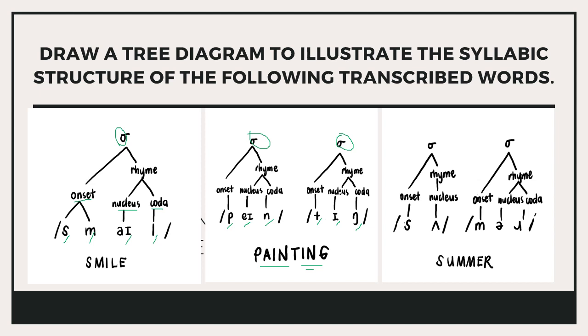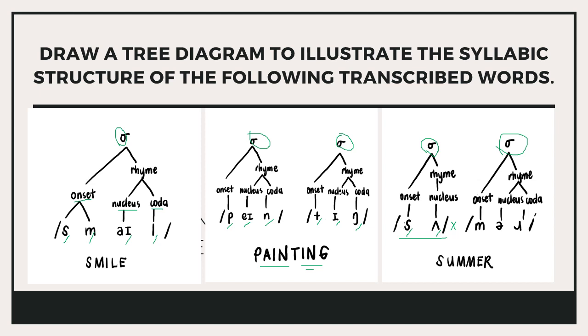Next, we have the word summer. This time again, there are 2 syllables, so duwa man ka tree diagrams. So for our first syllable, we have sa. So our onset is the phoneme S. Our nucleus is our inverted V. And then we do not have a coda, so sa is an example of an open syllable.